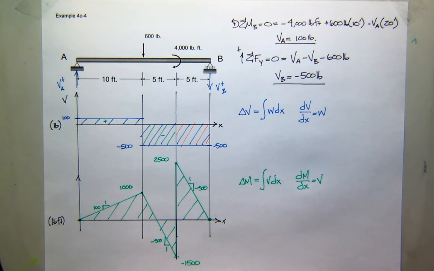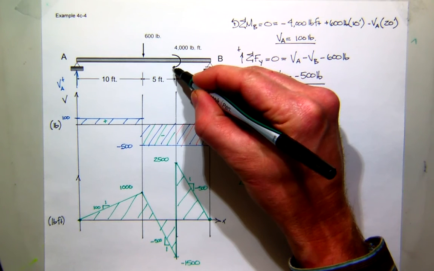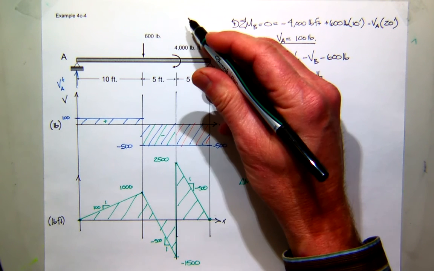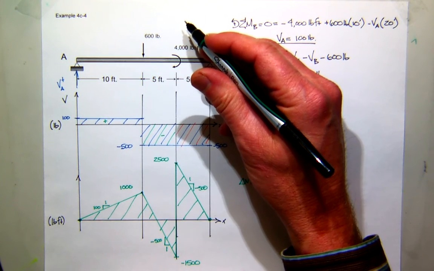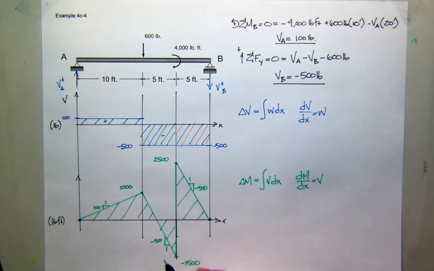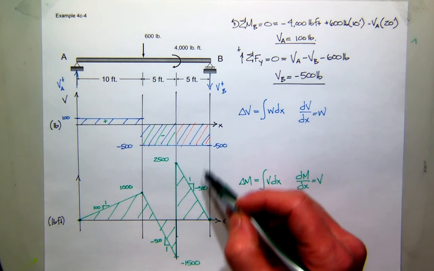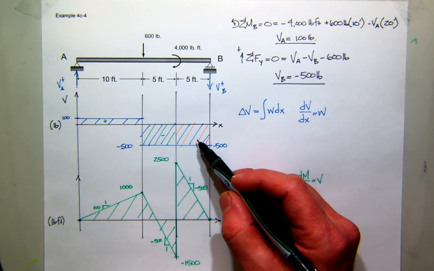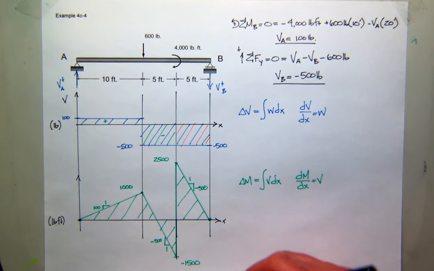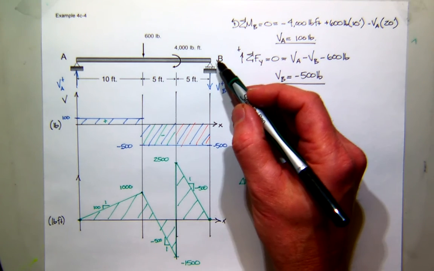So any questions about that? Mr. Carter? Why did you add 4,000 instead of subtract? Well, the rule says clockwise moments create positive jumps. Now, if we would have tried to subtract 4,000, what would have happened? We'd have gone down to minus 5,500, and then we would have changed the moment again another negative 2,500. We'd have been down to negative 7,000 moment at a pin.